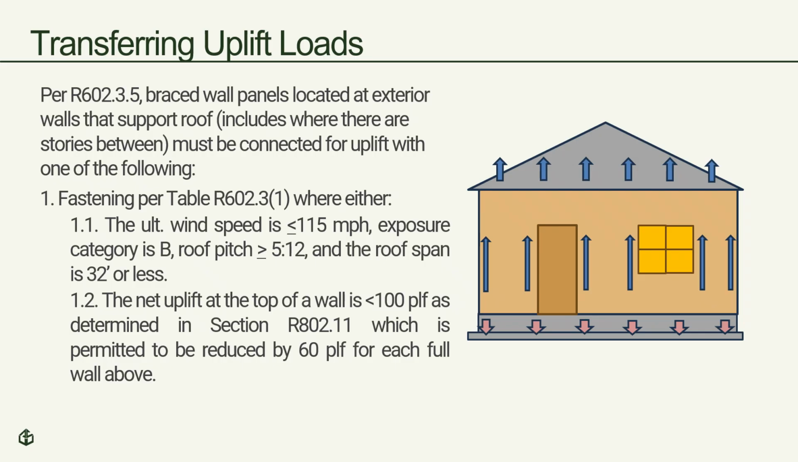It also allows for where the uplift at the top of the wall is less than 100 pounds per linear foot, which conveniently is equal to 200 pounds at 24 inches on center. It also recognizes that where there is a full height wall section above the location in question, the values from R802.11 may be reduced by 60 pounds per linear foot when making that determination.